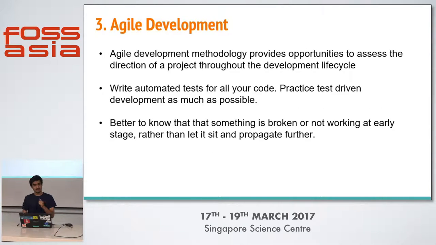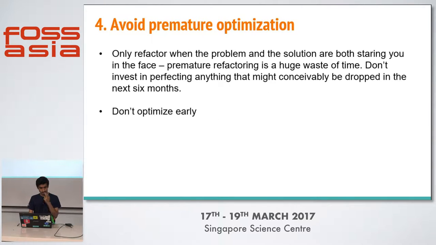Agile development. Agile development is an iterative process of development on how you want to implement features and roll out new revisions, and try to write automated test cases so that you know where the problem is, so you can actually fix it. It's better to know where something is broken at the earliest stage itself than when it propagates further.